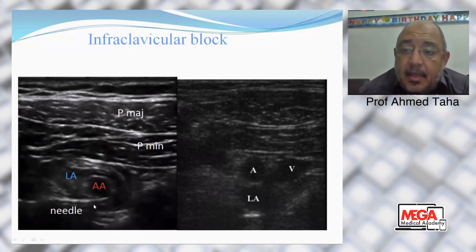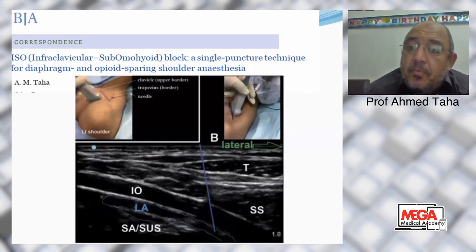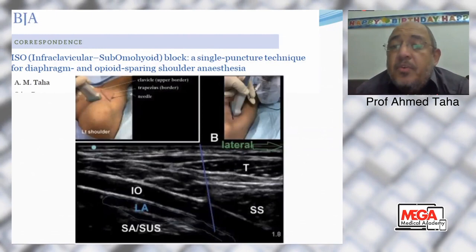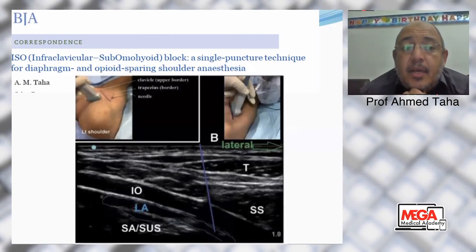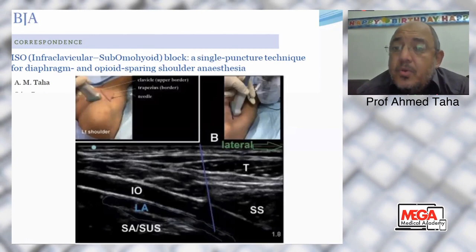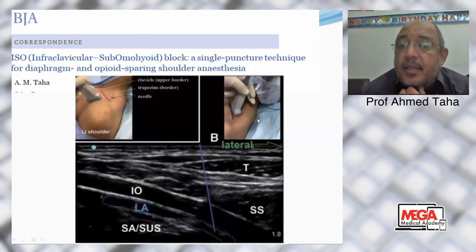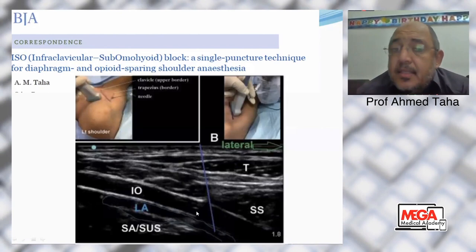As we said, the infraclavicular block cannot block the shoulder because of the lack of suprascapular nerve block. So if you add a suprascapular nerve block, you can use it for the shoulder. We published this technique called the isoblock, which is combined. We can combine both suprascapular block and infraclavicular block through one single puncture above the clavicle here. And we use the subomohyoid technique that I showed you yesterday for blocking the suprascapular nerve.